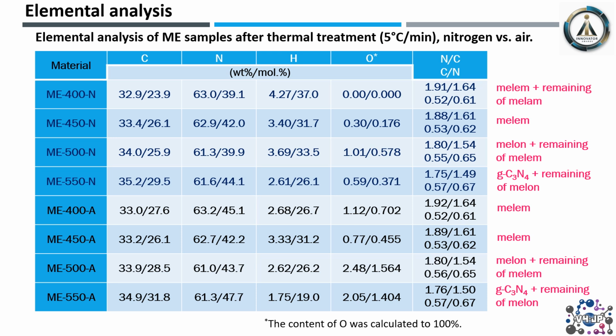Okay, so we have two sets of samples. In total, we have 8 samples, right? Which were heat treated in air or nitrogen flow.